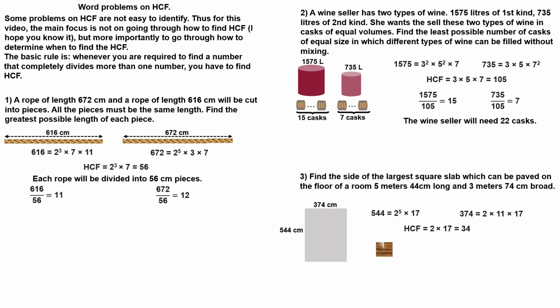If we divide the area of the room by the area of each square slab, we can know how many square slabs are needed to fill the room.